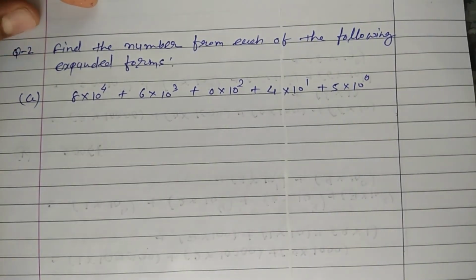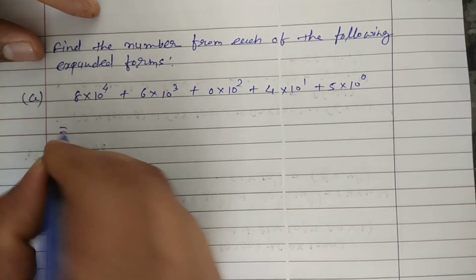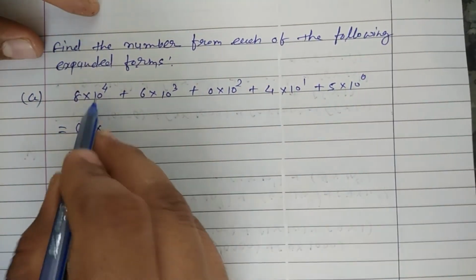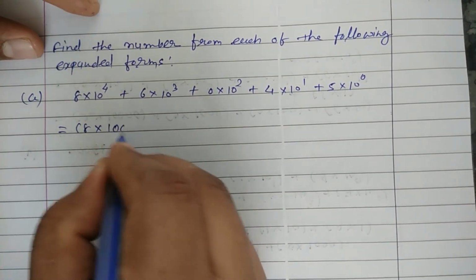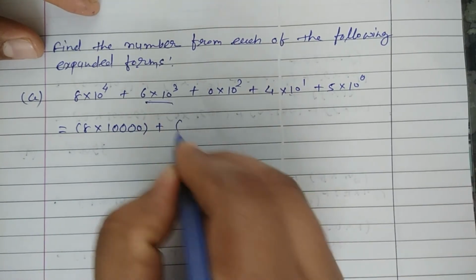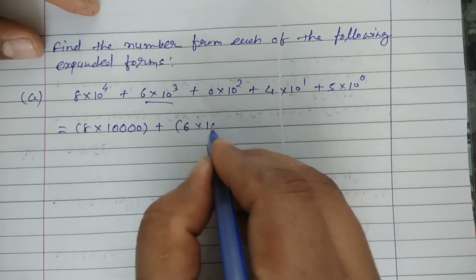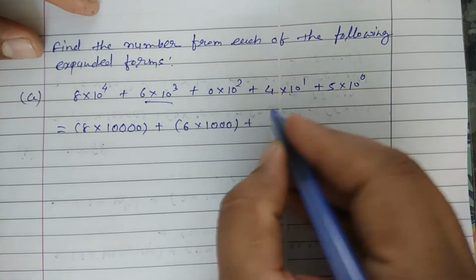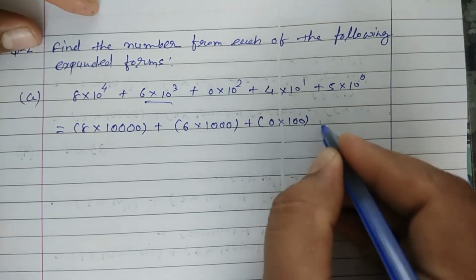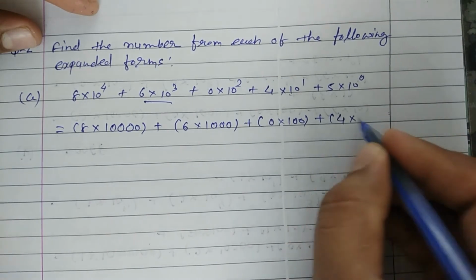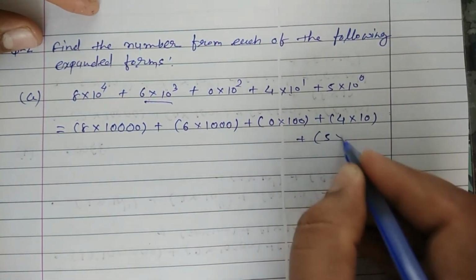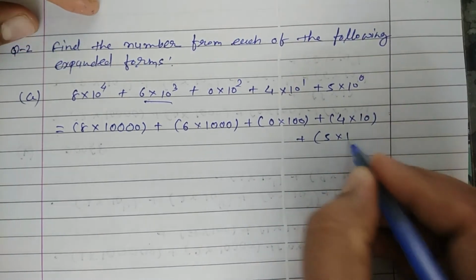So here we have to write, what we will write here, 8 multiplied by 10 raised to the power 4 means 10,000 plus, then for this term 6 multiplied by 10 raised to the power 3 means 1000 plus 0 multiplied by 10 raised to the power 2 means 100 plus 4 multiplied by 10 raised to the power 1, that is 10, plus 5 multiplied by 10 raised to the power 0, that means 1.